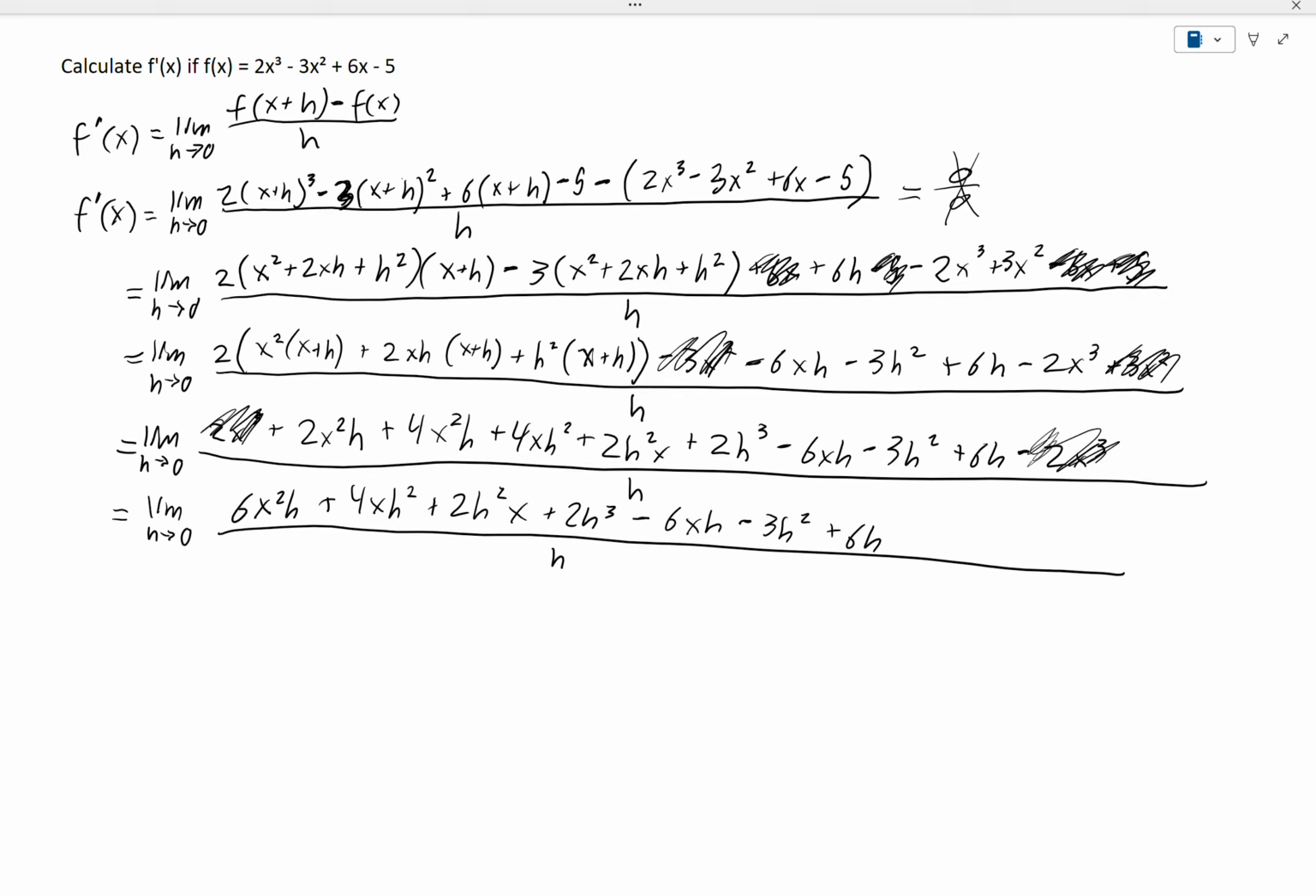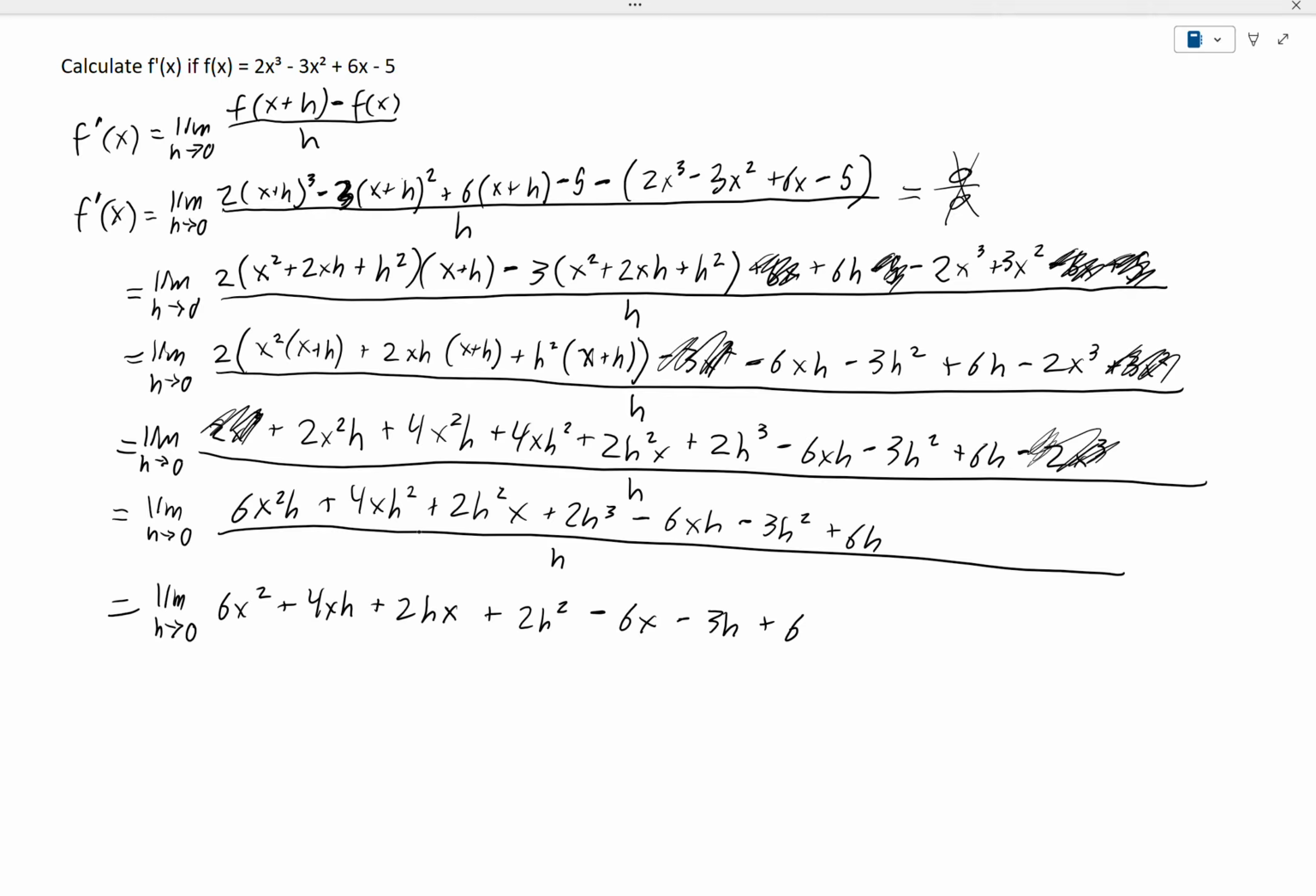And at this step, you can see how we can cancel an h out of the numerator and denominator, since every term in the numerator has an h. So for this next step, that's what I'll do. So we don't need the fraction bar anymore. This is going to become 6x squared plus 4xh plus 2hx plus 2h squared minus 6x minus 3h plus 6.